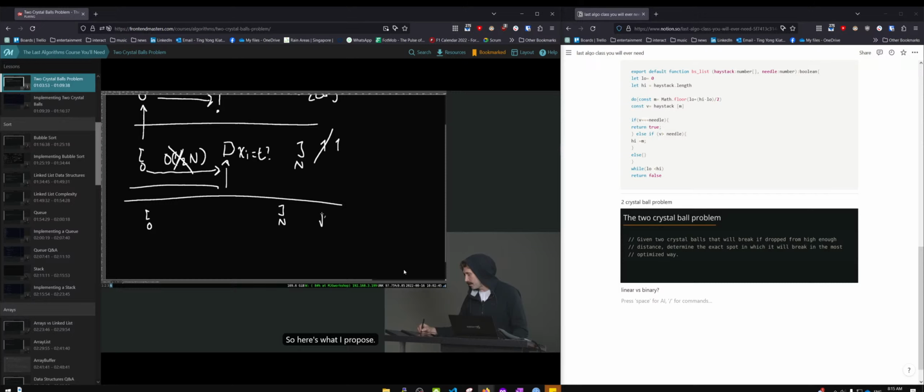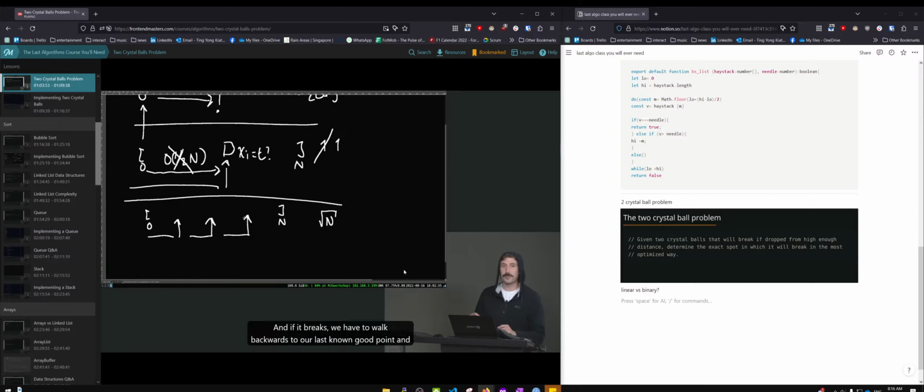So here's what I propose. We jump the square root of n, the square root of n, right? And so that means we're going to jump a square root amount of times until it breaks. And if it breaks, we have to walk backwards to our last known good point.